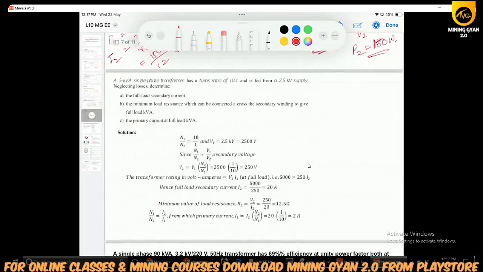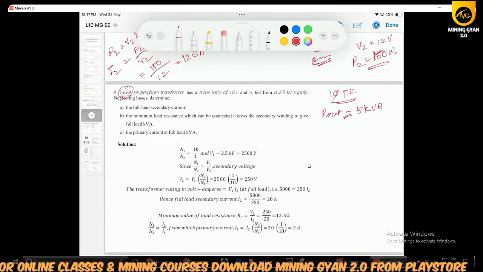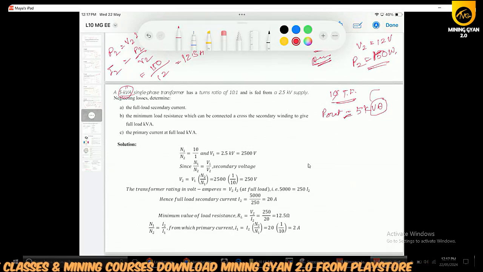Next, a 5 kVA single phase transformer. Okay, single phase transformer. This is the single phase. All are single phase transformers only. Okay, a 5 kVA. 5 kVA means the output rated capacity. The output is 5 kVA. kVA means kilovolt amperes. So volt ampere is the unit of apparent power.